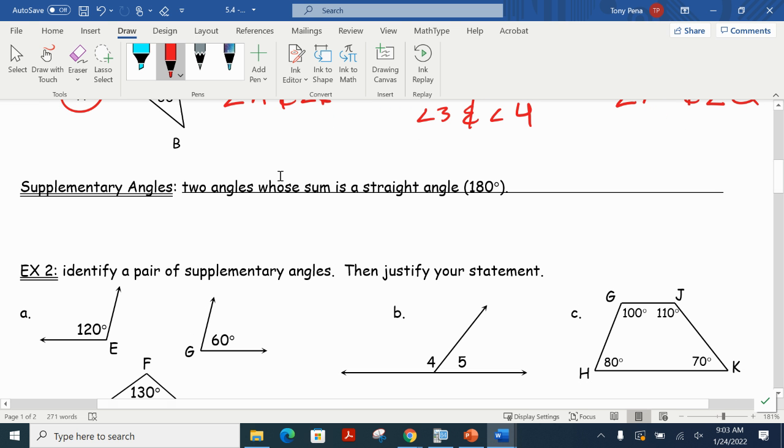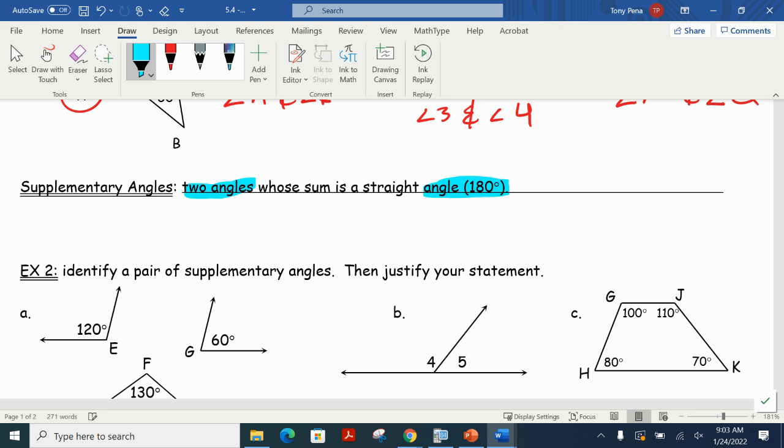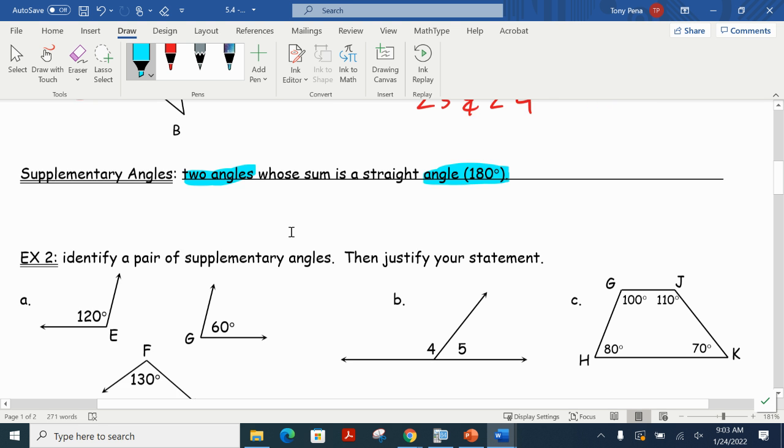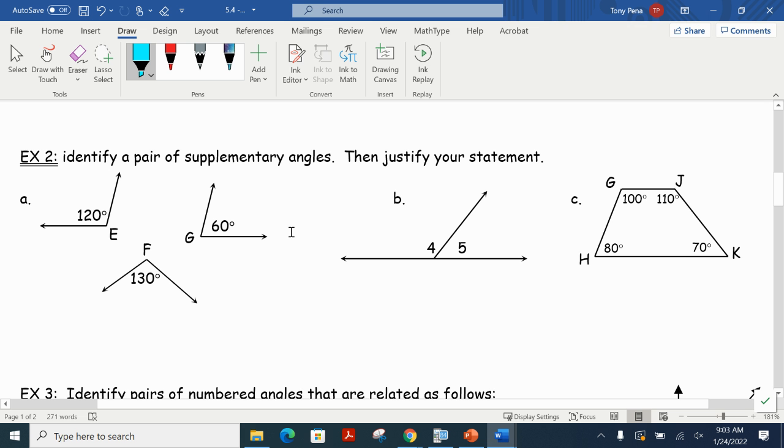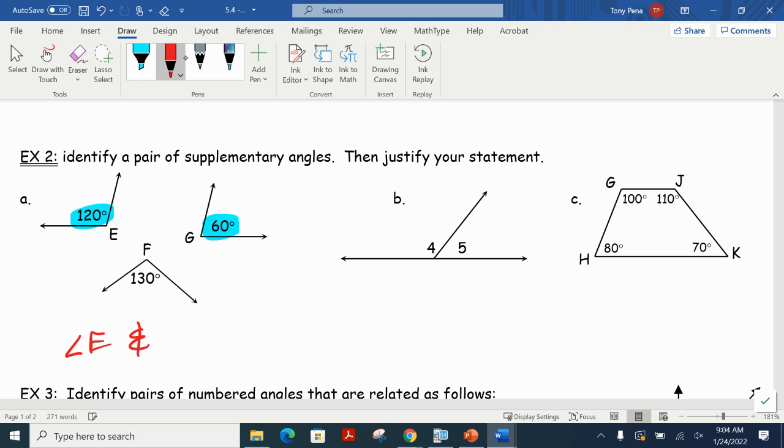Same with supplementary angles. Supplementary angles are also two angles, except they're going to be adding up to be 180 degrees. Okay, so similar type of questions here. If I ask you to identify a pair of supplementary angles, you're looking for the two angles that add up to be 180 degrees. As we look at these here, the 120 and the 60, if those were added up, they're going to add up to be 180. So that would be angle E and angle G as our supplementary angles.